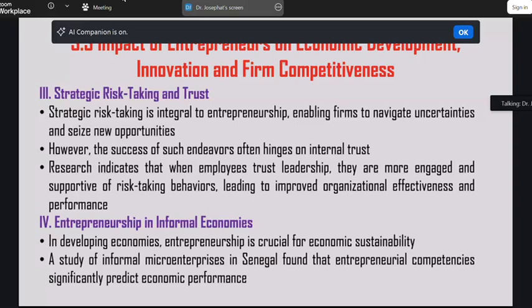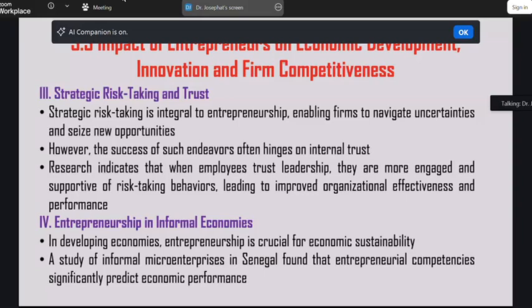So research indicated that when employees trust leadership, they are much more engaged and supportive of risk-taking behavior, leading to improved organization effectiveness and performance in general. So on the part of subordinates, the subordinates are the ones always implementing the organizational objectives and tasks. Whenever they're implementing those tasks, they need support from the top management. And when there is trust in leadership between the top management and the subordinates, that means subordinates are believing in their leader, that they are also supporting what they are doing.